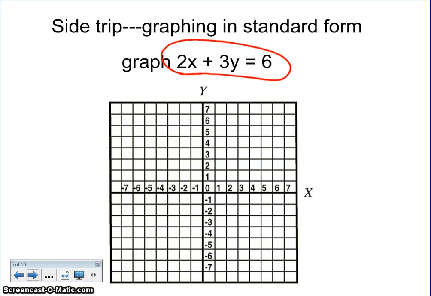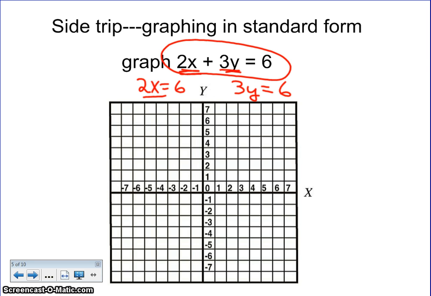So we can break this equation down into two different mini equations. We can say that 2x equals 6. And we can say that 3y equals 6. We just take these two parts and we set each of them equal to 6. Now what we're really doing is we're saying what is the value of x when y is 0. That's why we don't write the 3y in the first one. And then in the second equation we're saying what's the value of y when x is 0. So we don't write the 2x in the second one. This gives us the intercepts.